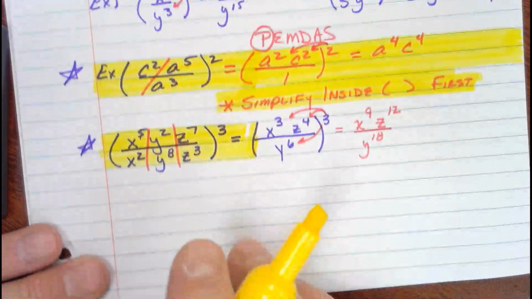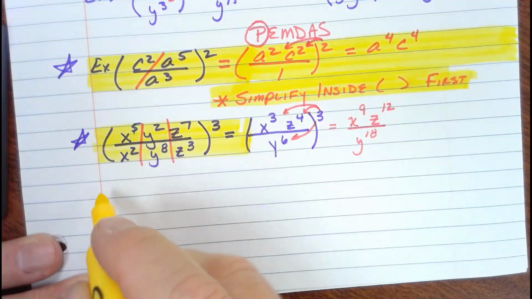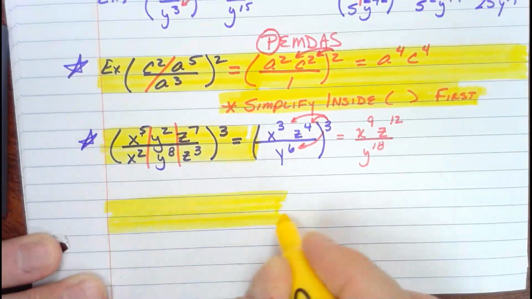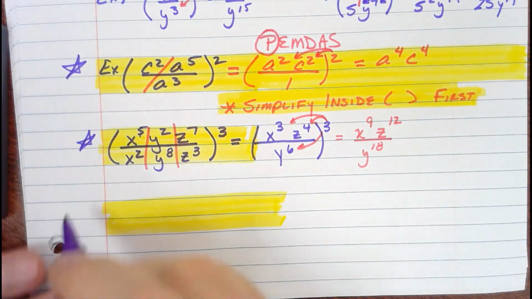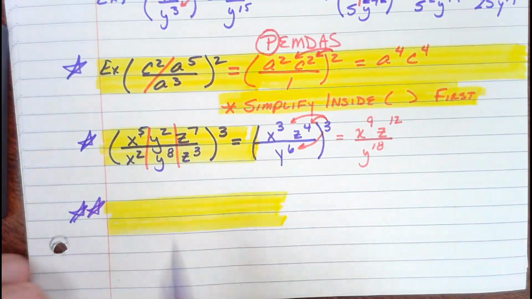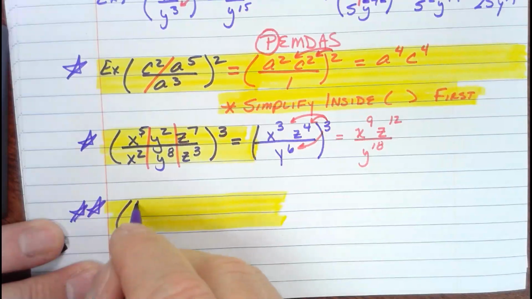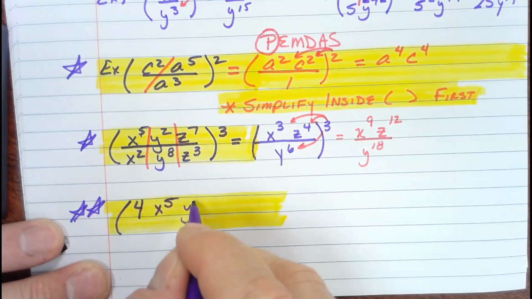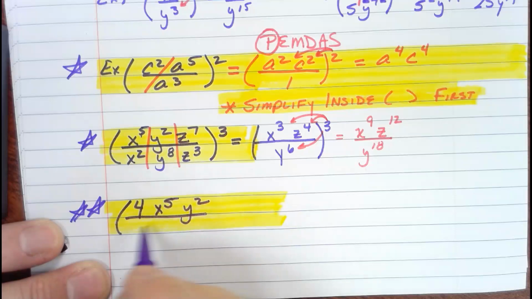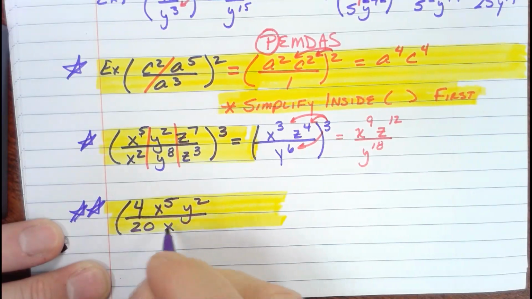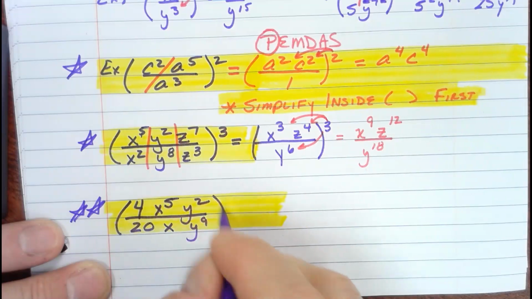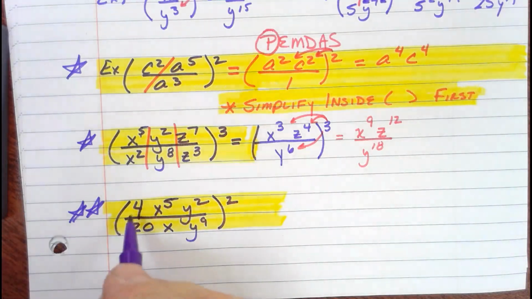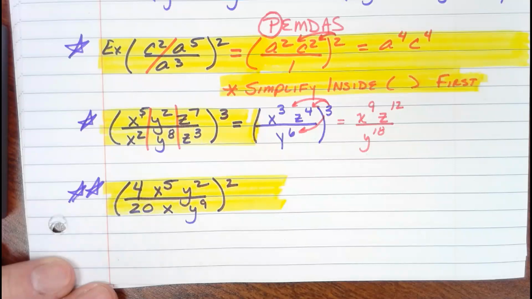And again, this is a very tedious area, so I'm going to draw attention to this last example with a double star. 4x to the 5th y squared over 20 x y to the 9th all squared. Now the reason this has a double star is because of these coefficients.